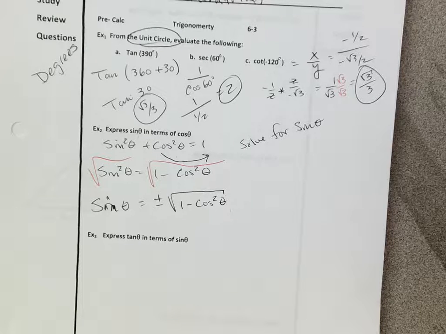Okay, let's do something like this. 3 squared plus 4 squared, square root. What's the answer? Is it 7? No.